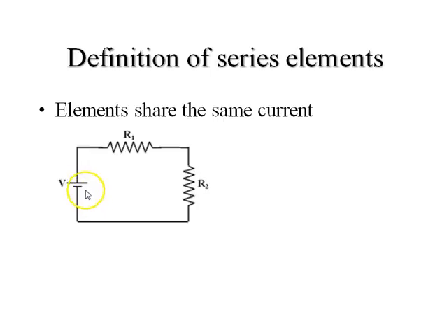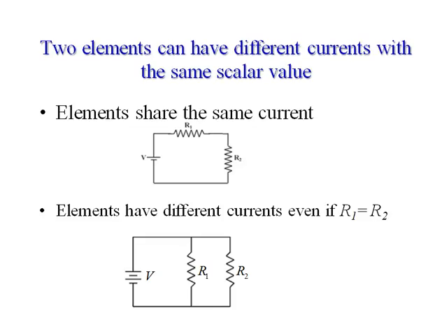So in this circuit, we have an EMF device, a battery, in series with resistor 1, in series with resistor 2. We have a current supplied by the battery, which flows through resistor 1, flows through resistor 2, and then comes back to the battery. So that's our definition of series. Elements share the same current.